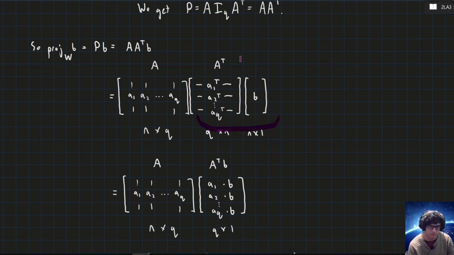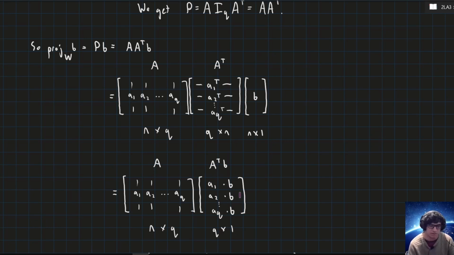So let's multiply this part first. This is just a matrix times a vector. I'm going to use the dot product rule to compute this because it's the rows that are known here. So it's easier to use the dot product rule. It's going to be A1 dot B for the first entry, and so on. So it looks like this. A transpose times B is going to be a Q by 1 vector.